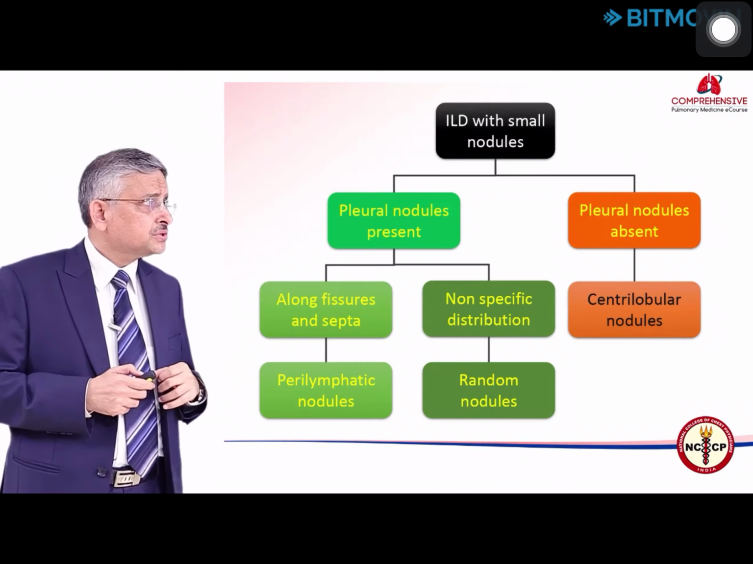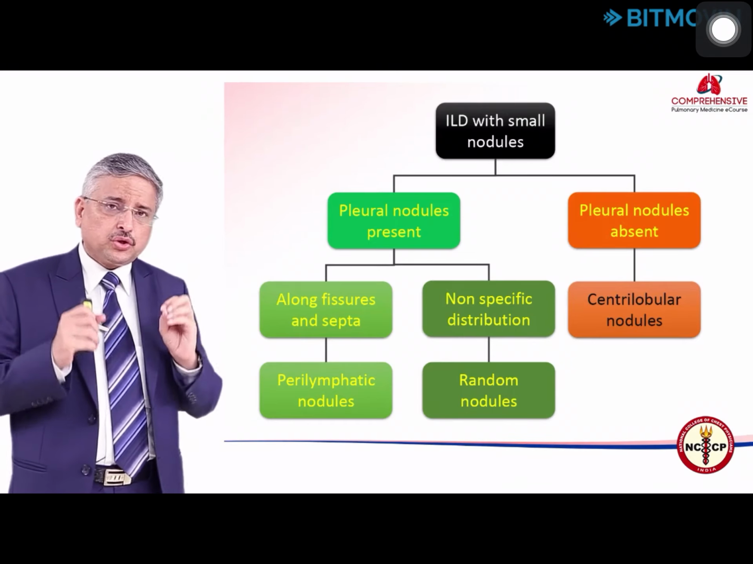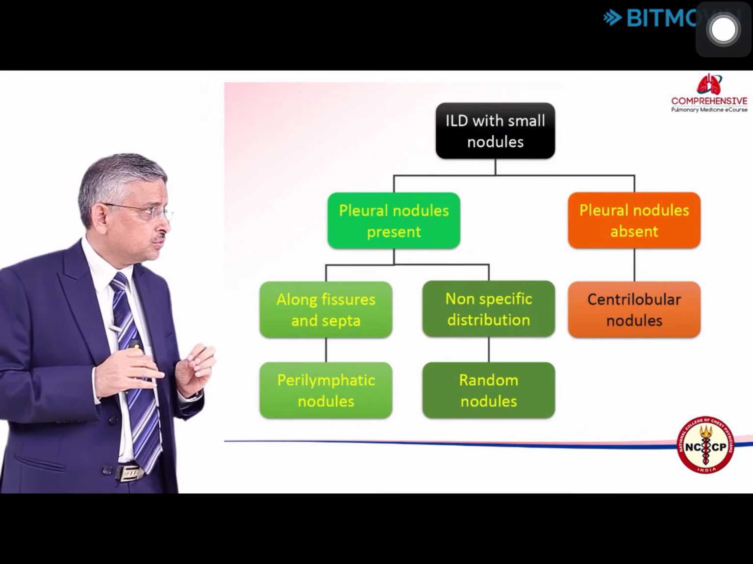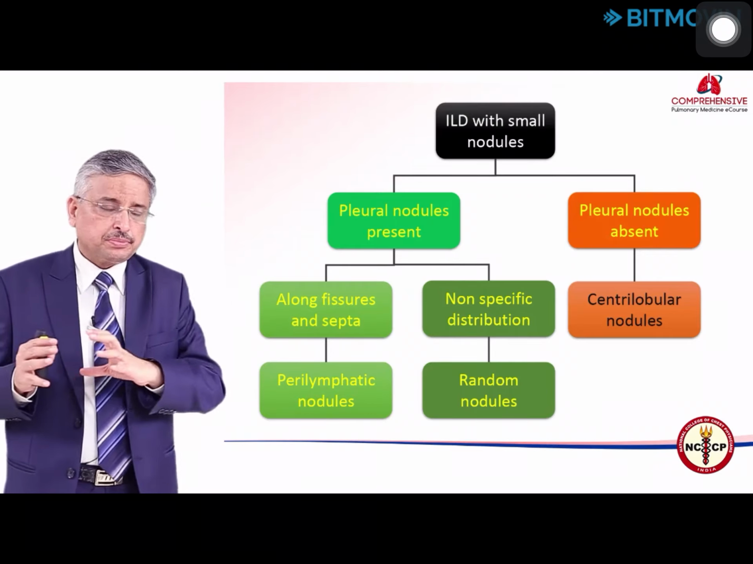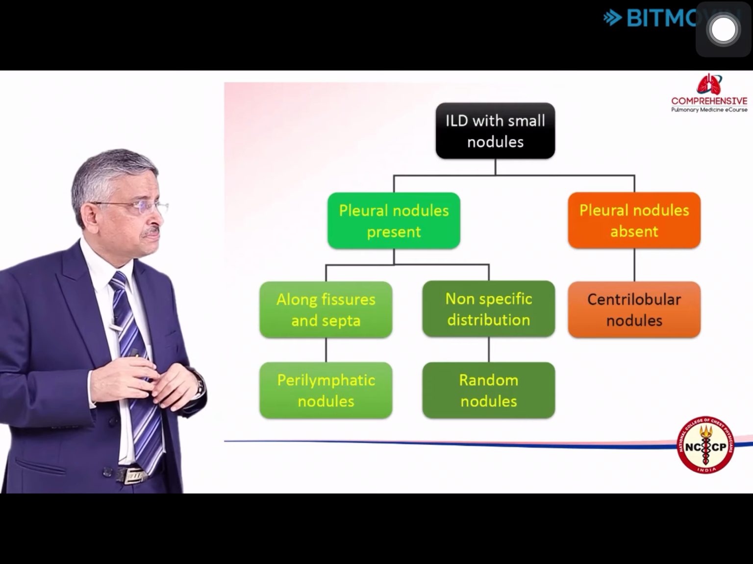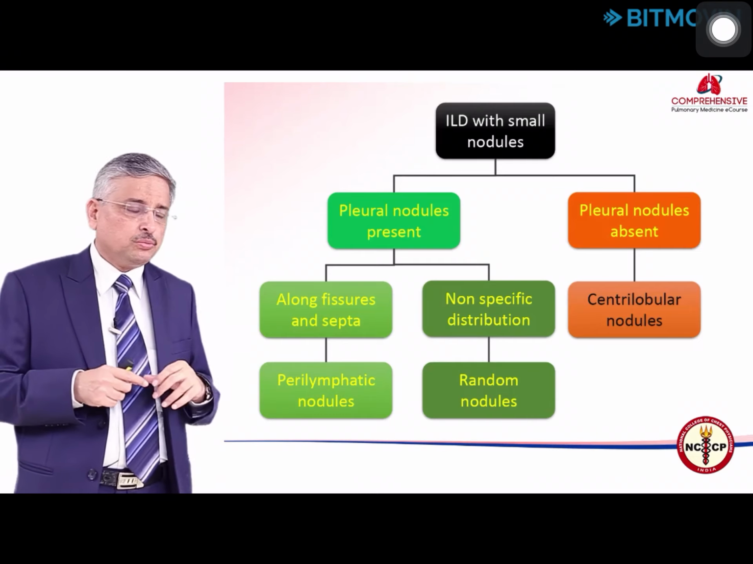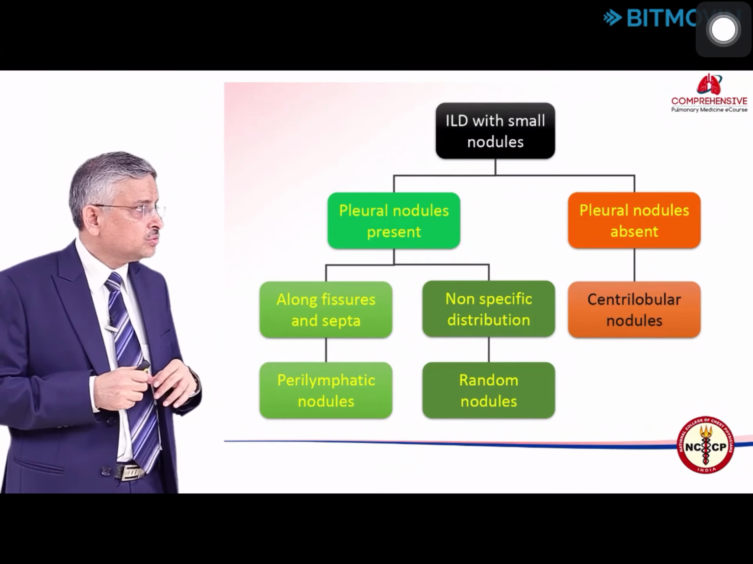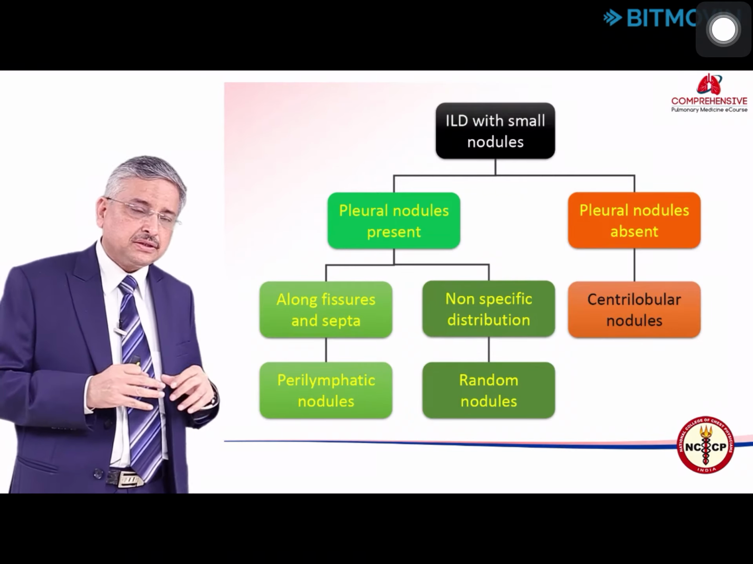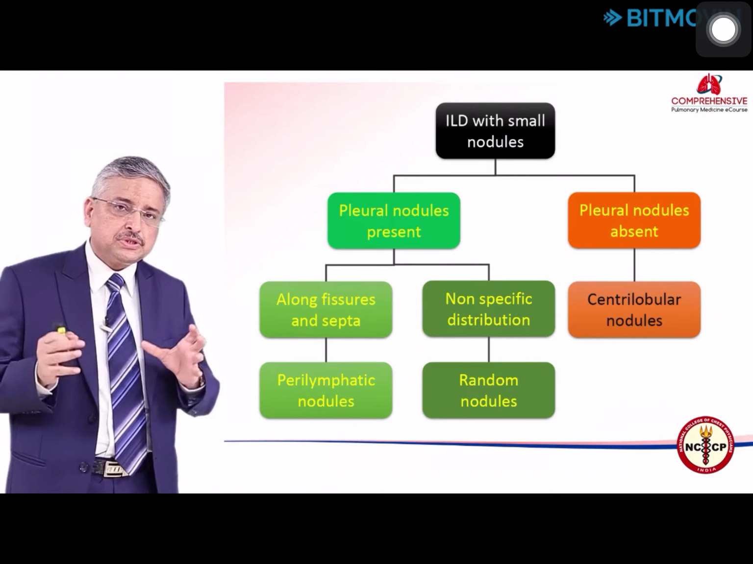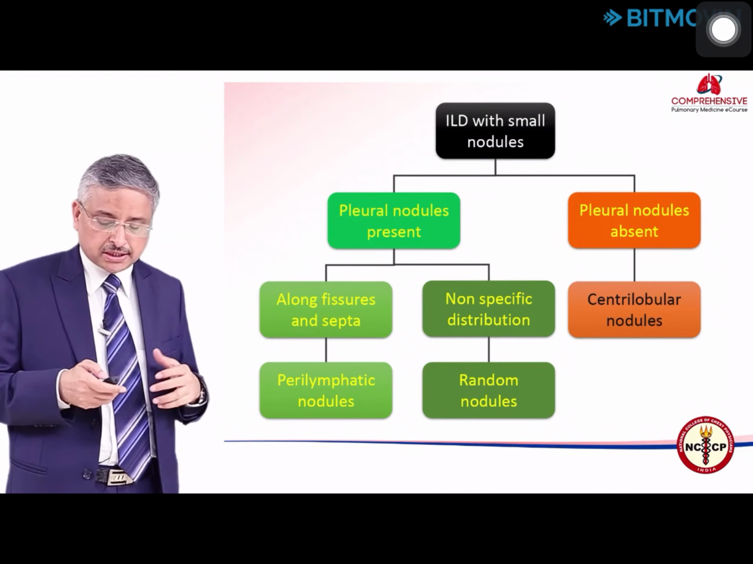Finally, you will have some patients with ILD with nodules. If you have nodules, first look at the distribution of the nodules. Are pleural nodules present or not? If pleural nodules are absent, then these are classically what are known as centrilobular nodules. And if you have pleural nodules, are they along the fissure and the septa? That becomes perilymphatic nodules, or if they have no such distribution, then they are known as random nodules.